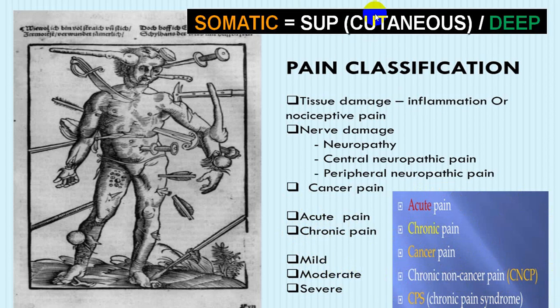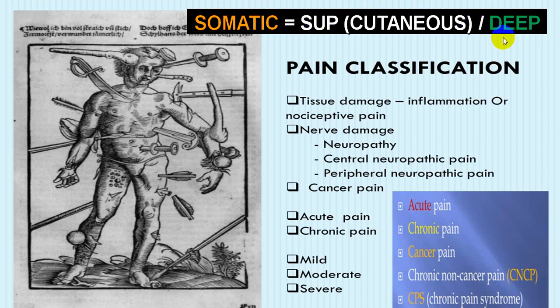Another way of classifying is by which organ is involved. Suppose the skin and muscles are involved, we usually call that somatic pain. Where the superficial skin is involved, we call it cutaneous or superficial pain, where the management will become a little different.